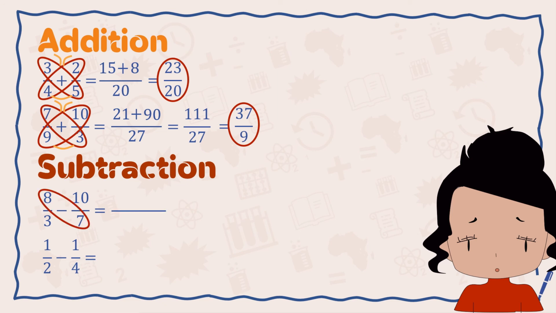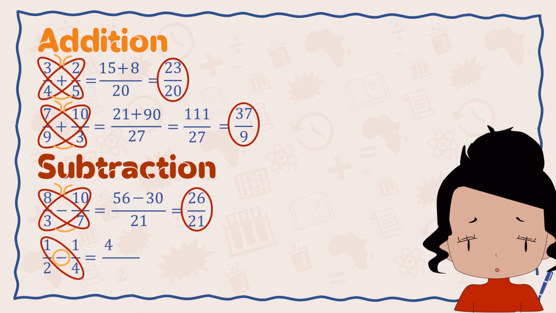So 8 times 7 is equal to 56 minus 3 times 10 is equal to 30, all over the product of 3 and 7, which is 21. So 56 minus 30 is equal to 26, all over 21. Now for the next example, we're going to multiply 1 and 4 minus the product of 1 and 2 all over the product of 2 and 4, which give us 8. Now 4 minus 2 is equal to 2 over 8, so this gives us 1/4.